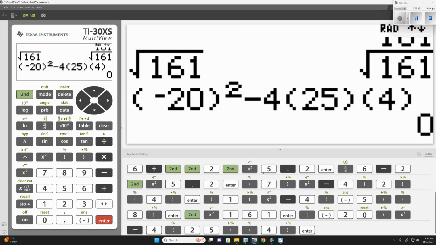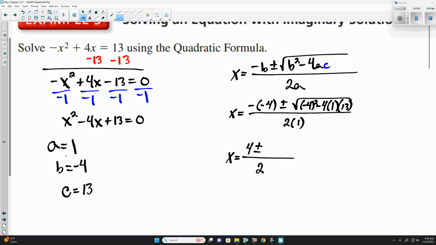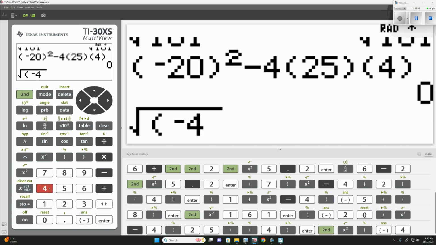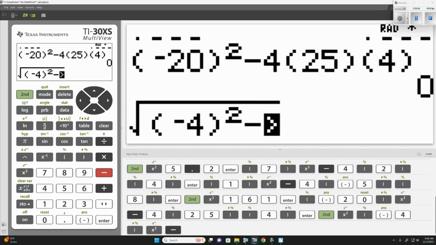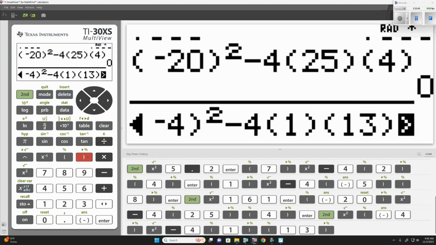Now, up to this point, it's kind of been wondering why we don't do this all at once. Negative 4 squared minus 4 times 1 times 13. Because it seems it'd be a lot easier to just do it all at once.